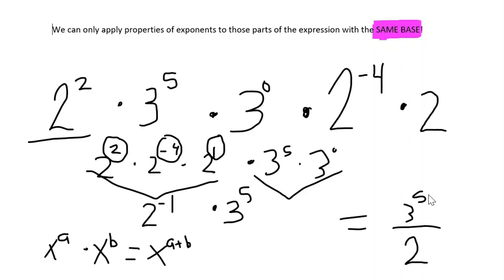And now I've simplified as far as I can with leaving it in exponential form. My next step would have to be, if I wanted to get a numeric answer, I would actually have to find what is 3 to the 5th power, some really big number, and then I'd have to get that answer to 3 to the 5th and divide it by 2. I cannot apply exponent properties unless there's the same base.